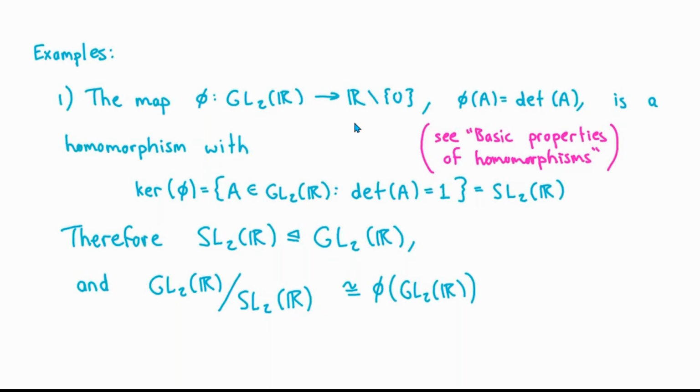image of this homomorphism. And now it's not difficult to see that for any non-zero real number, you can construct a 2x2 real matrix with that determinant. So this map phi is a surjective homomorphism, and the first isomorphism theorem tells us that GL2R mod SL2R is isomorphic to the multiplicative group of non-zero real numbers.